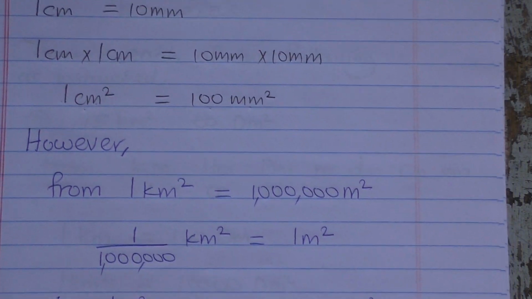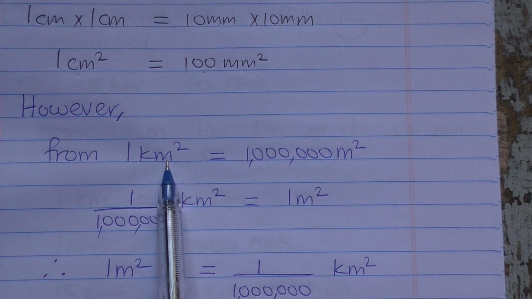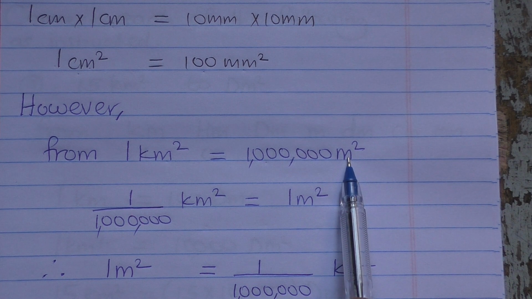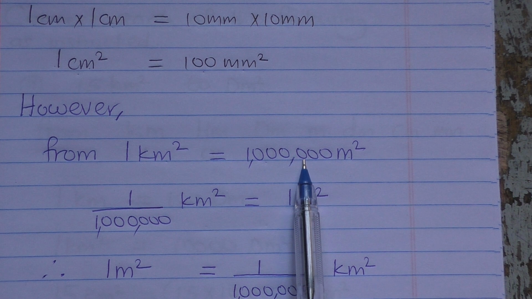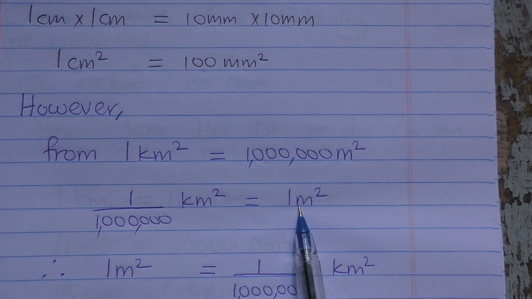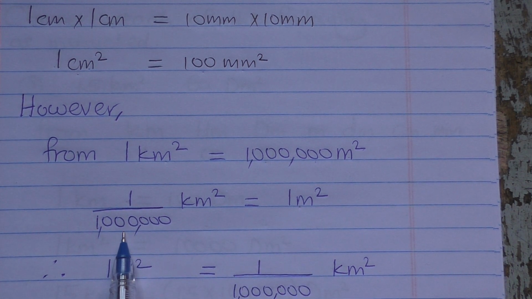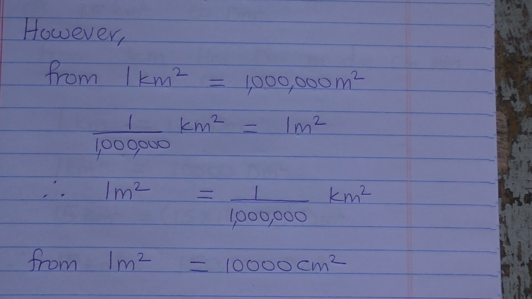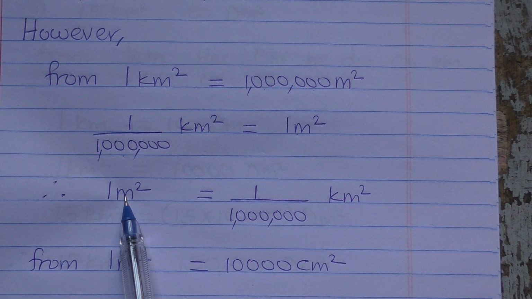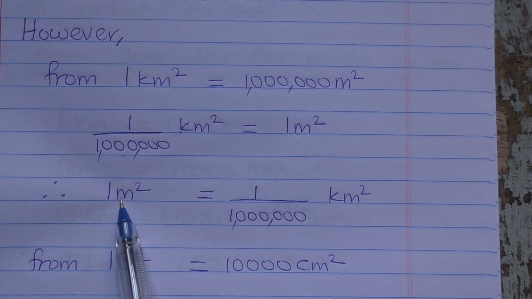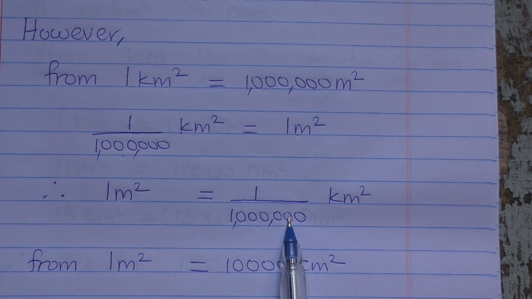However, from 1 kilometer squared equaling 1,000,000 meters squared, if we divide through by 1,000,000, we shall end up with 1 meter squared equaling 1 over 1,000,000 kilometers squared. And therefore, if we are converting from meters squared to kilometers squared, we shall divide. Remember, this one is smaller than this, that's why we are dividing.